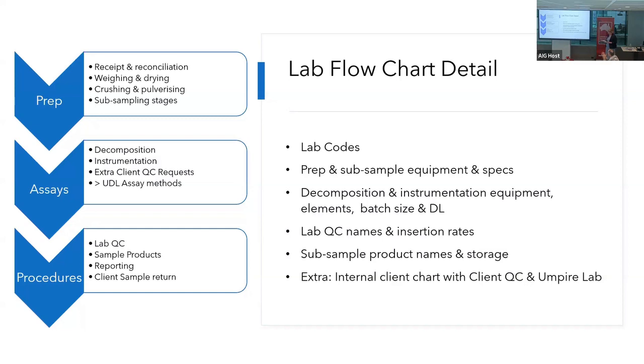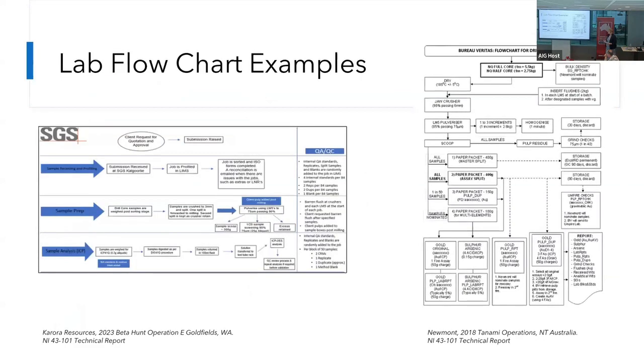You do want a non-editable certificate as well as digital results. An extra internal client flowchart can also include details of client QC and umpire assays. Here's two Australian examples from recent NI 43101 reports. On the left, Karora Resources clearly shows sample receipt and reconciliation, the different subsample stages and products and lab QC. And on the right, Newmont Tanami additionally notes reporting dump data and umpire checks.